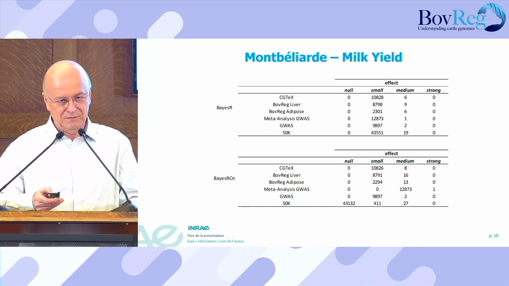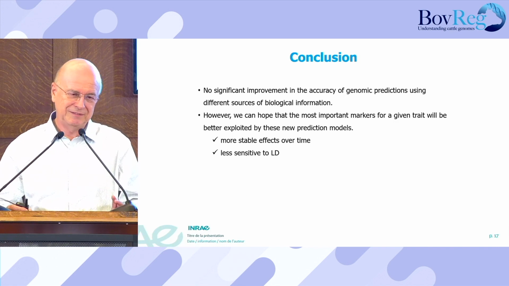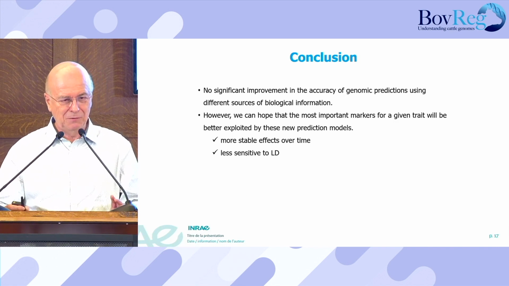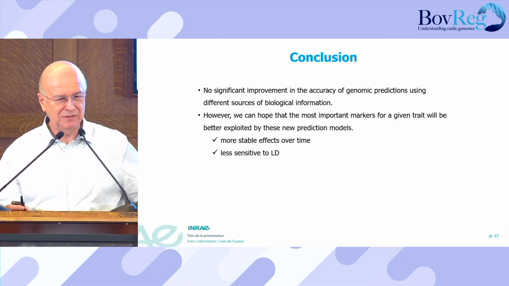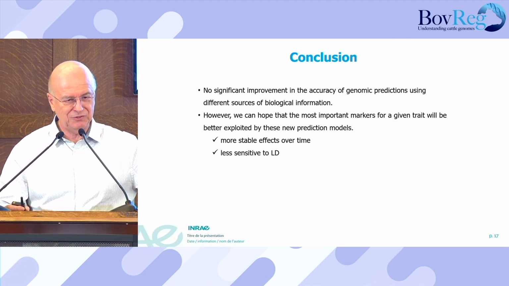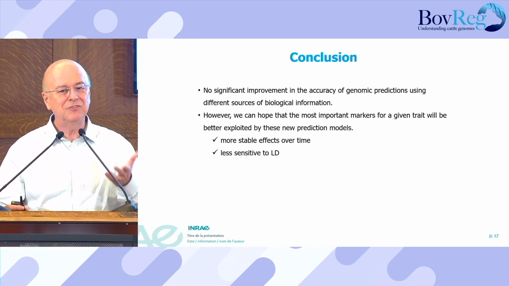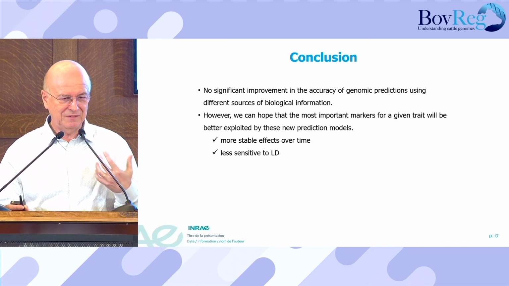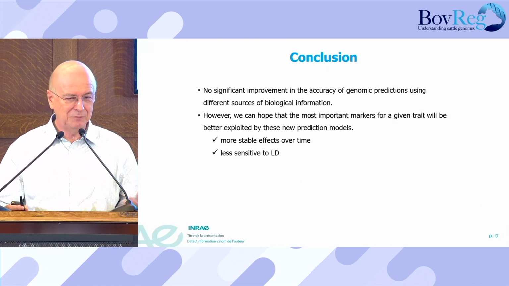And in conclusion, there is little or no significant improvement in the accuracy of genomic prediction using different sources of biological information in these studies. But as I mentioned previously, we just tested the next generation, the youngest animals within the population, and probably they are too close to the training population.